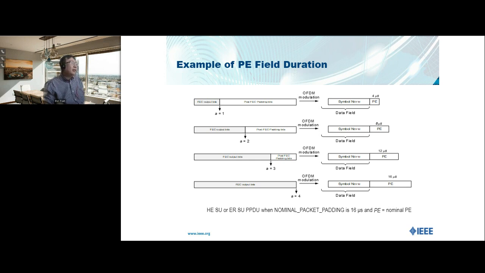Okay. Similar thing if a is 2, then pre-FEC padding encoded bits fill half of the last OFDM symbol, and the required time is 16 microseconds. Then it computes, oh, I can put 8 microseconds of actual PE there. Similar thing for different values, a is 3, a is 4. So this is the reason how the nominal PE is determined and how the actual PE is determined.